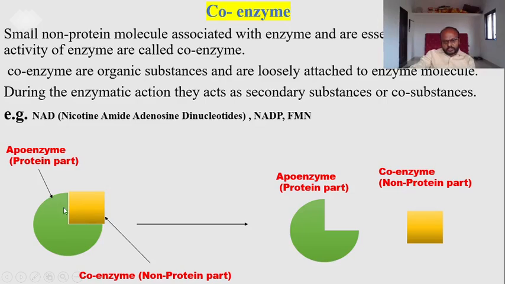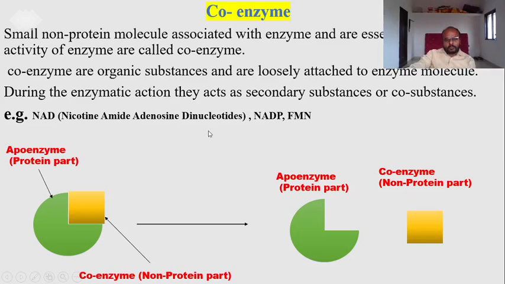Coenzymes are organic substances and they are loosely attached to the enzyme molecule, that is the protein component. During the enzymatic action, they act as a secondary substance, also called a co-substance, and this organic substance is very essential for catalyzing the reaction. Suppose they dissociate or separate, then this is the protein component, that is the apoenzyme, and this is the non-protein component, that is the coenzyme, when it is an organic substance.